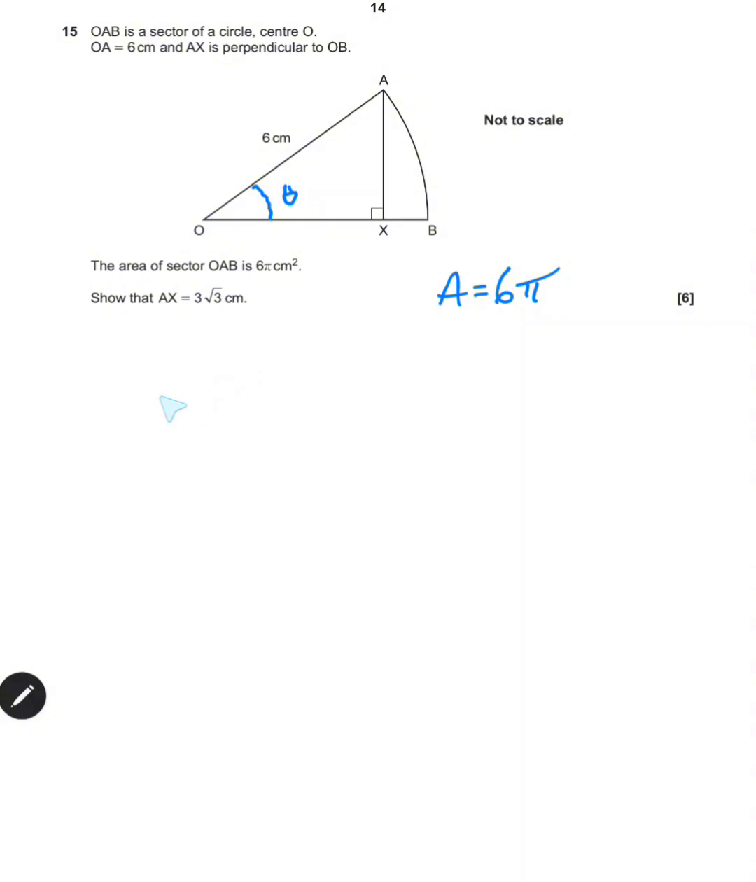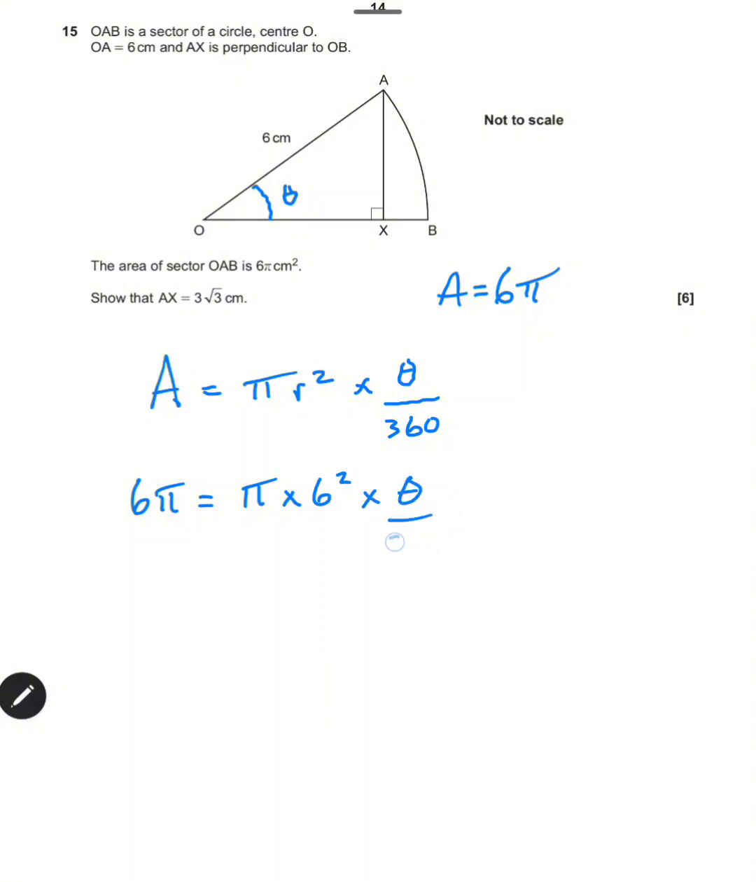So for a full circle, we know that area equals pi r squared. Because this is a sector of a circle, I need to multiply that by the angle I'm looking for over 360, 360 being the full circle. We know the area is 6 pi, that's given, and that is still pi times, the radius is 6, so I can put 6 squared in now. Again, I don't know the angle, I do know it's still out of 360. I can tidy this up a little bit. I get 6 pi equals, 6 sixes are 36, so this becomes 36 pi times theta over 360.